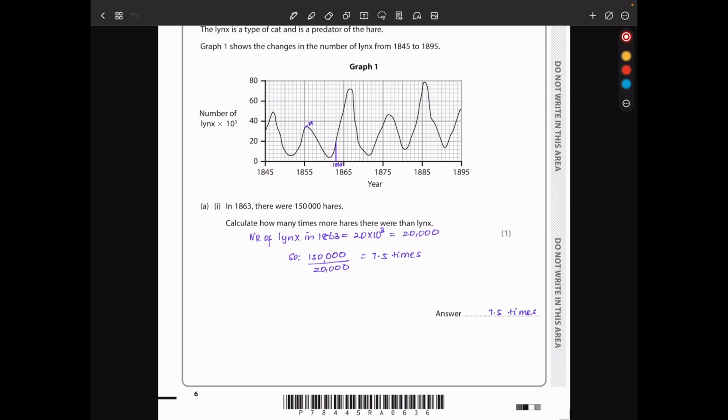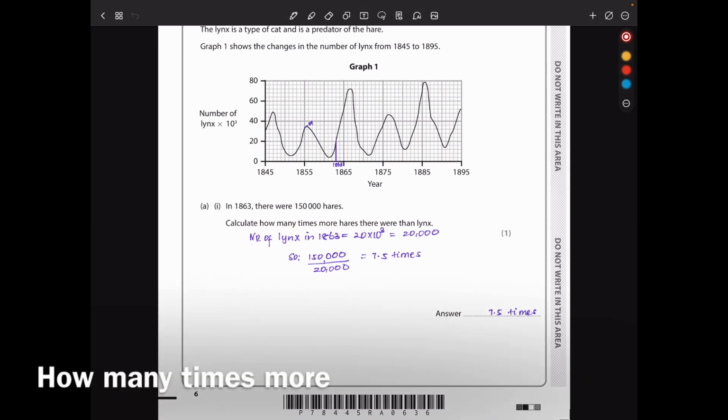So they say in 1863, there were 150,000 hares. Calculate how many more hares there were than lynx. I went to the graph to see 1863, and the corresponding number was about 20. We can see it there. Since it's in thousands, that's 20,000. And this one here was 150,000. So 150,000 divided by 20,000, I got 7.5 times as my answer.